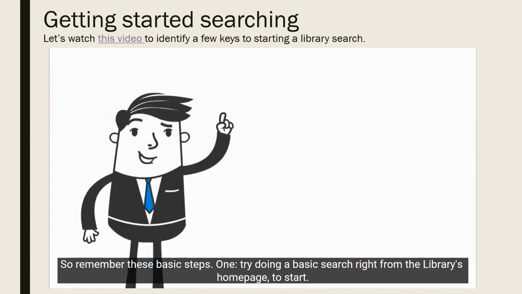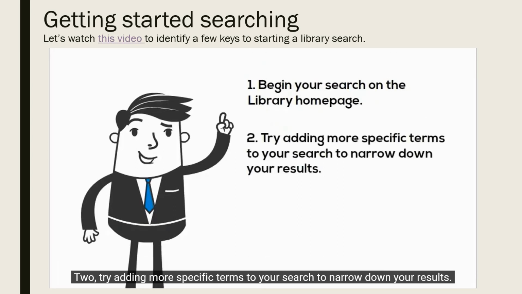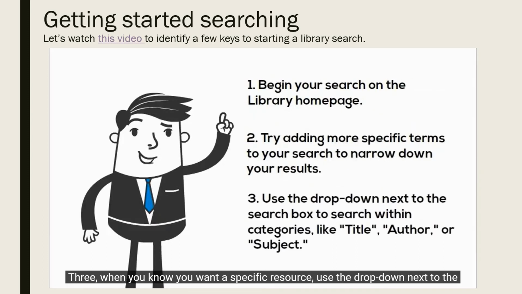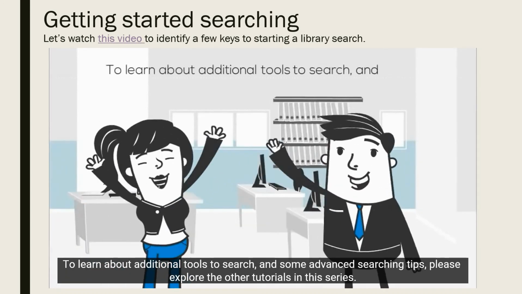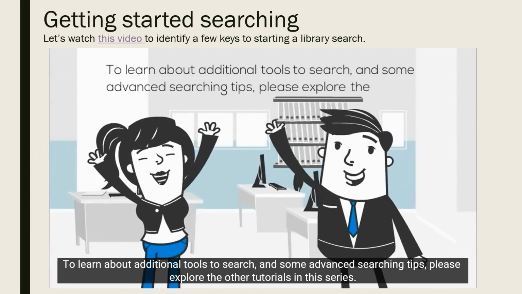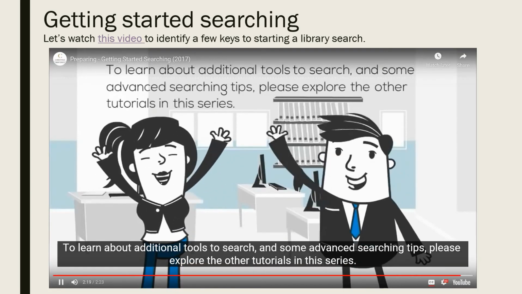So remember these basic steps. 1. Try doing a basic search right from the library's homepage to start. 2. Try adding more specific terms to your search to narrow down your results. 3. When you know you want a specific resource, use the drop-down next to the search box to search within categories like title, author, or subject. To learn about additional tools to search and some advanced searching tips, please explore the other tutorials in this series.